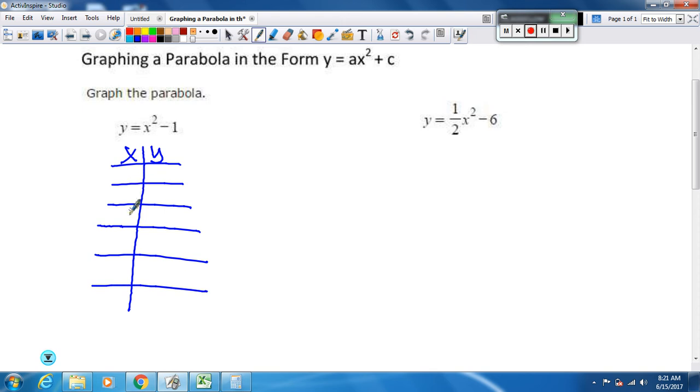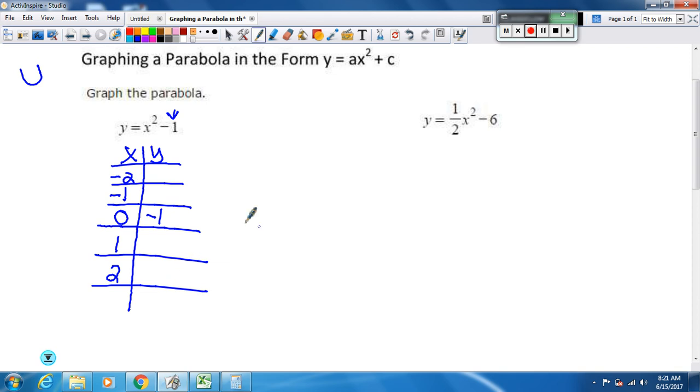And for the middle point, I'm going to use 0. And then the vertex, you use 0 for the x, and then whatever number's at the end goes with it. So -1. Now I need to make a U, because a parabola is a U shape. To make the U, you need 2 points on either side of the vertex. So I need 1 higher, 2 higher, so 1 and 2, and 2 lower, -1 and -2.